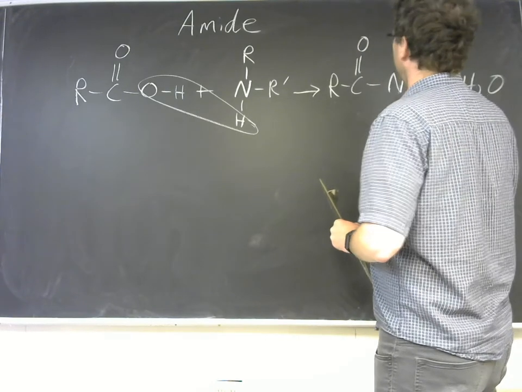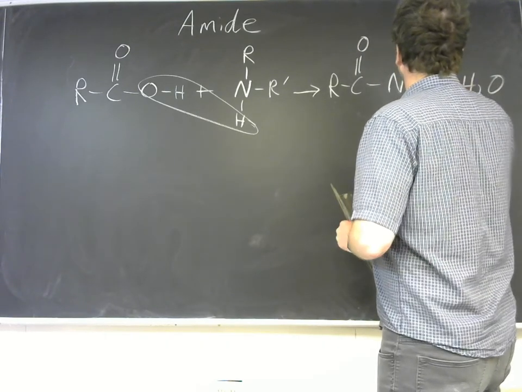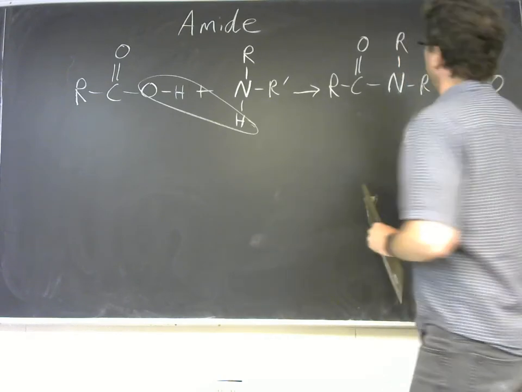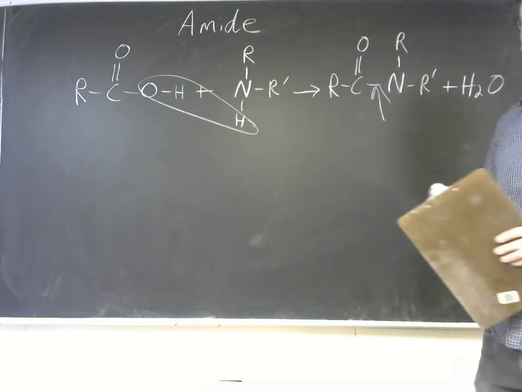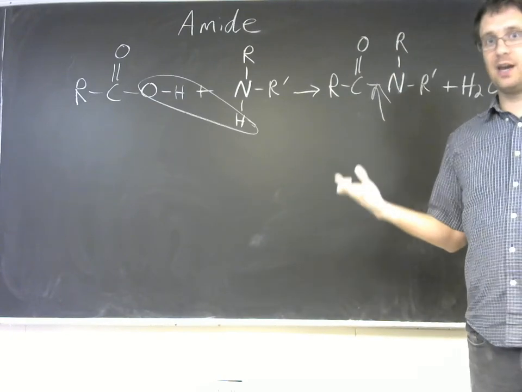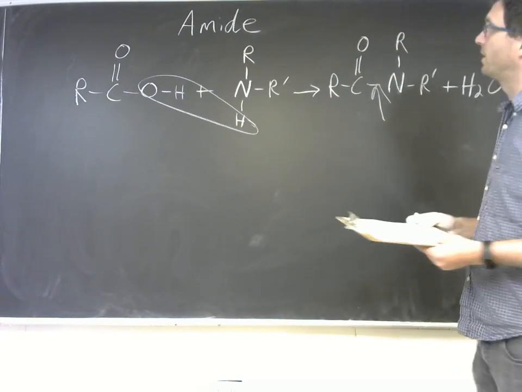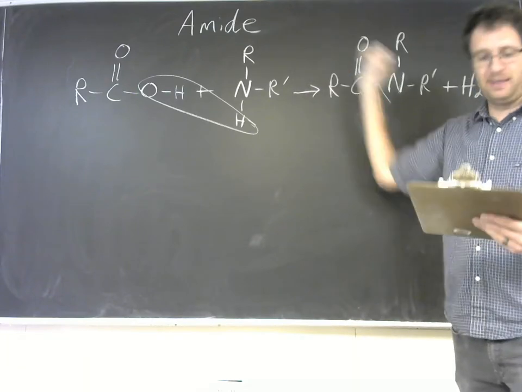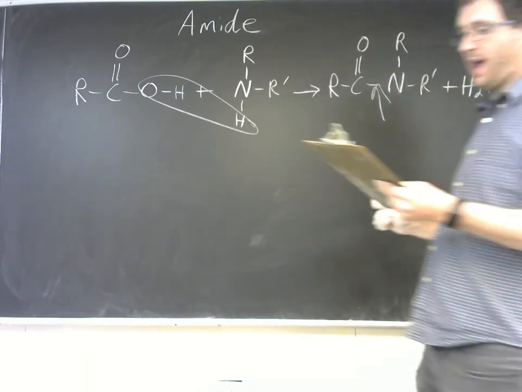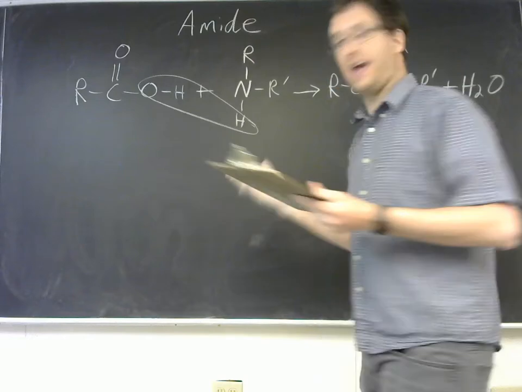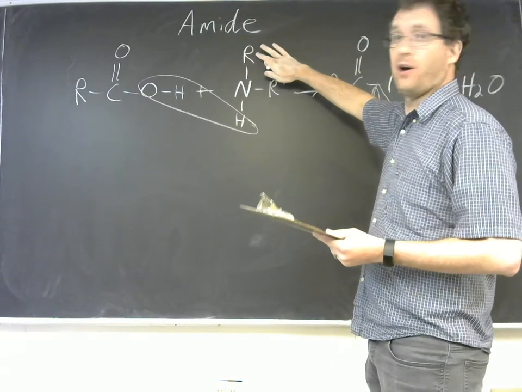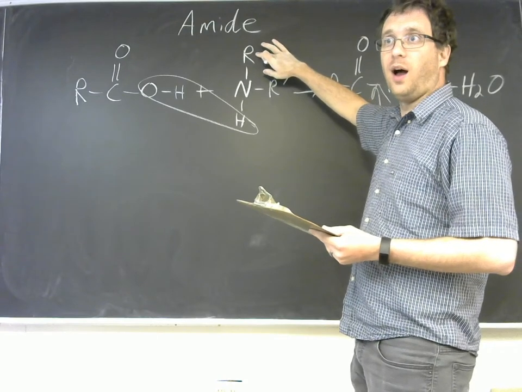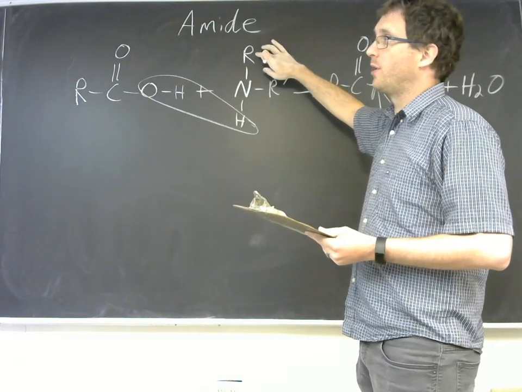uppercase N, N R'. So this is the new bond that is formed that will connect the amine together with the carboxylic acid to make an amide. And the amide is named just like the ester, where we'll first talk about the alkyl name for the amine.